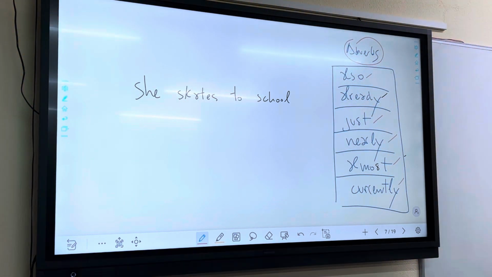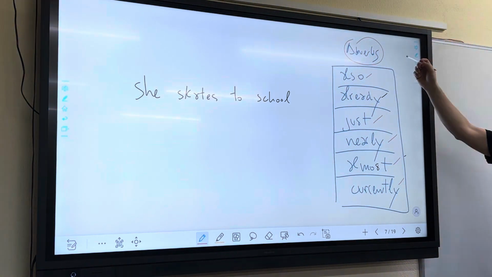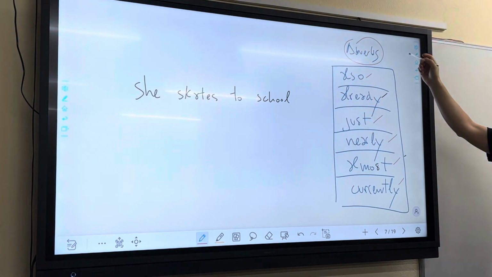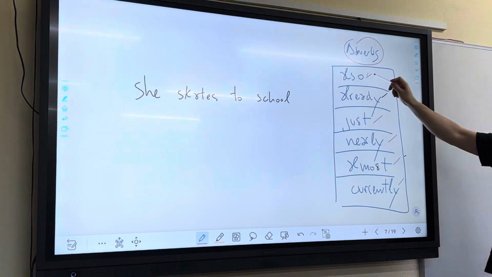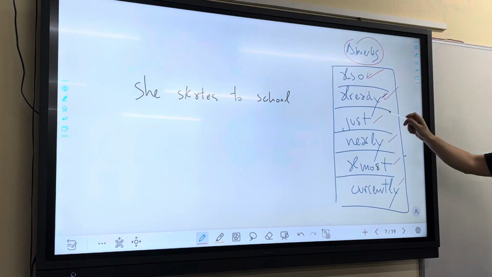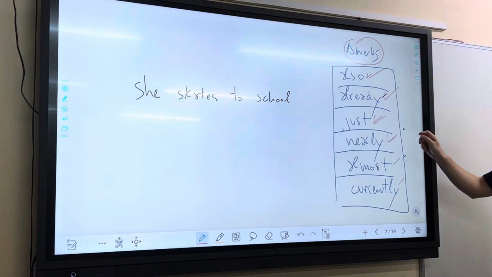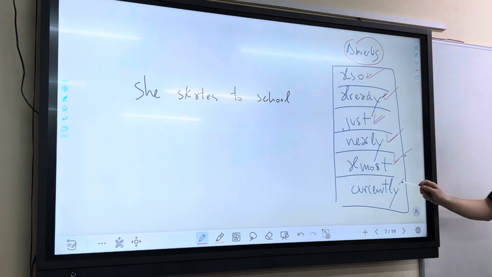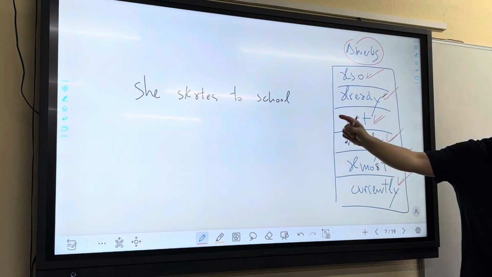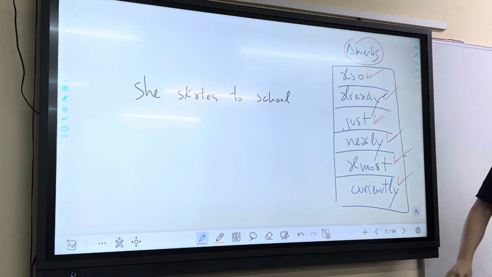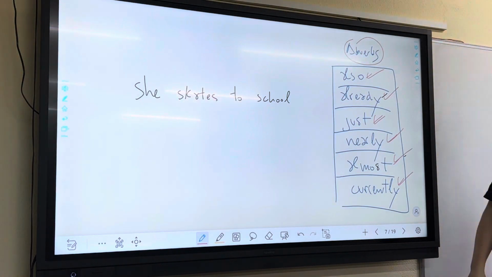Okay. Please pay attention. So I have a selection of adverbs here. Also, already, just, nearly, almost, currently. What is the natural position for these adverbs? Initial, mid, or end position? The most natural one.